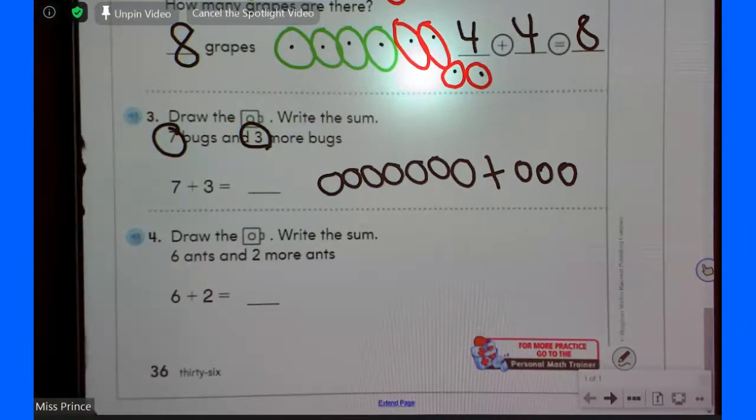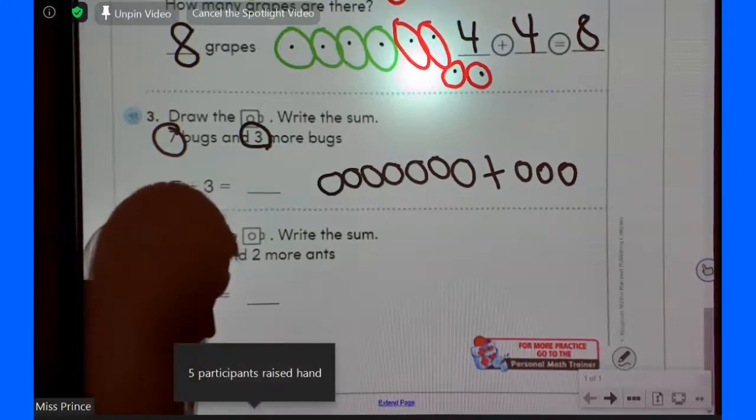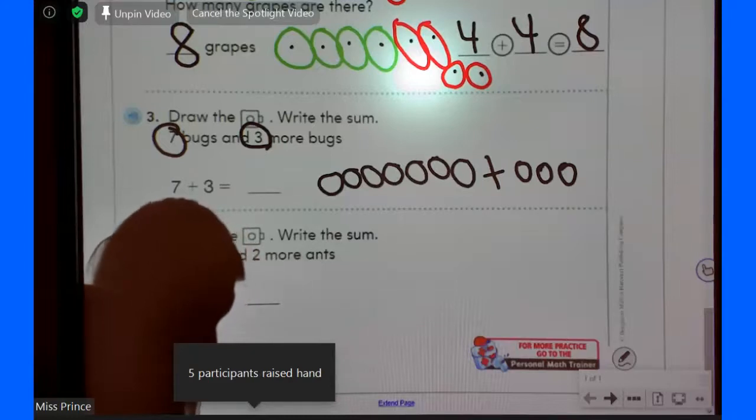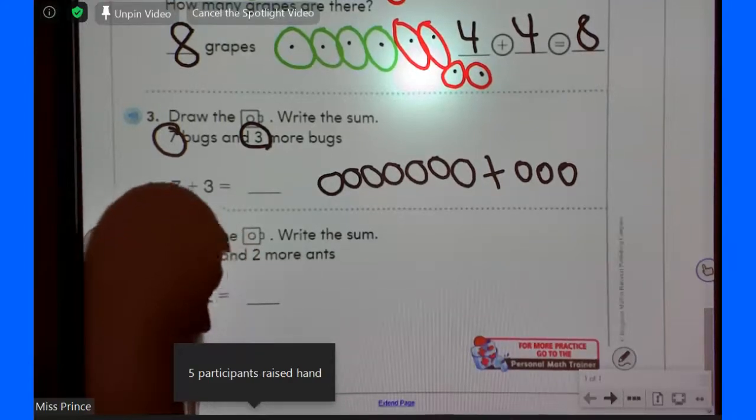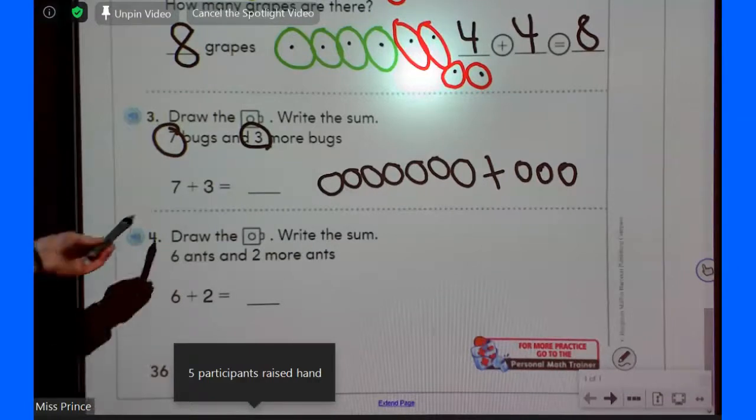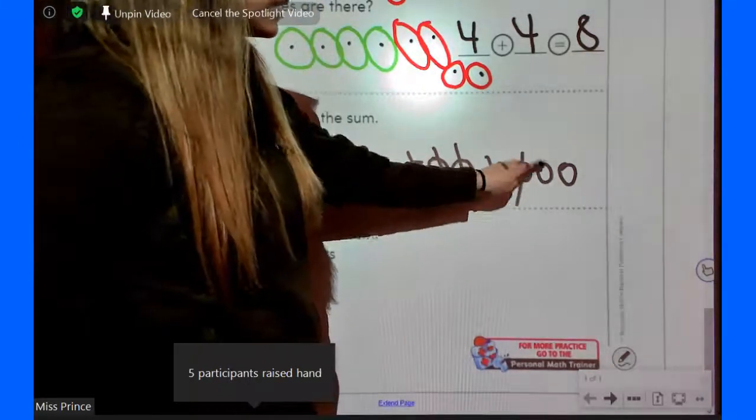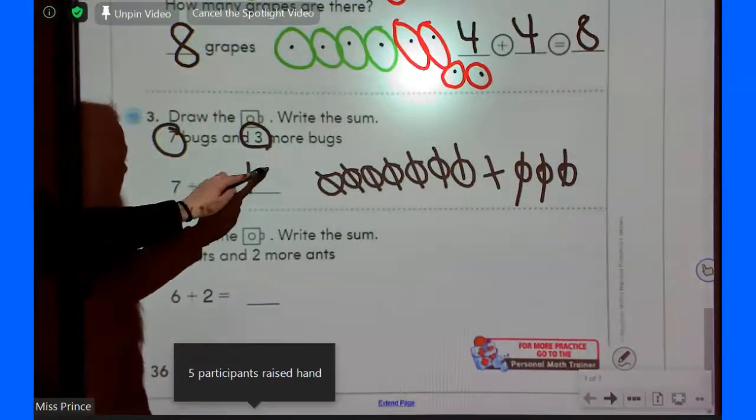Elijah, do you know 7 plus 3? Oh, I don't see Elijah on anymore. Cruz, can you tell me 7 plus 3? 10. Here we go. 1, 2, 3, 4, 5, 6, 7, 8, 9, 10. All together we have 10.